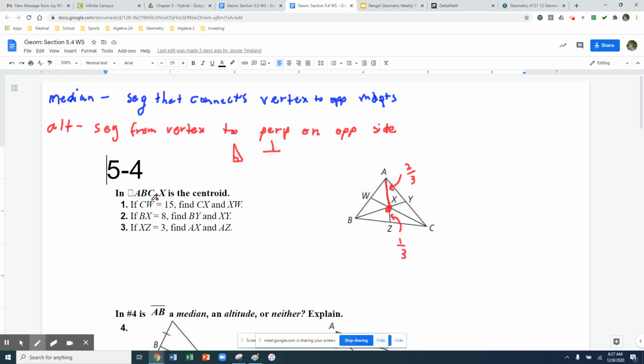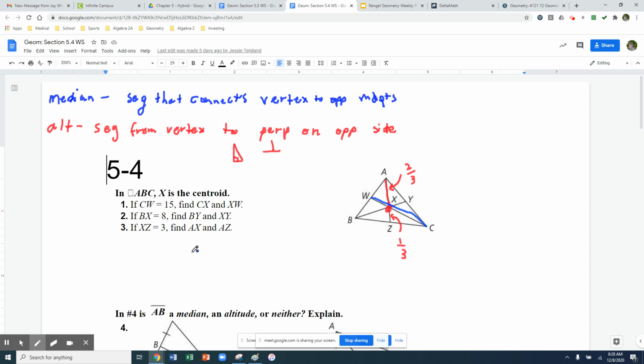So we're going to take a look at CW here in just a second. It says CW is equal to 15. Now I'm going to go to my diagram, look at where CW is, and CW is right here. So there's my CW. CW is a total of 15. Now we're throwing out this 1/3, 2/3. All you need to think about is splitting 15 into thirds. So you're thinking about, what is 15 divided by 3? It's going to be 5.